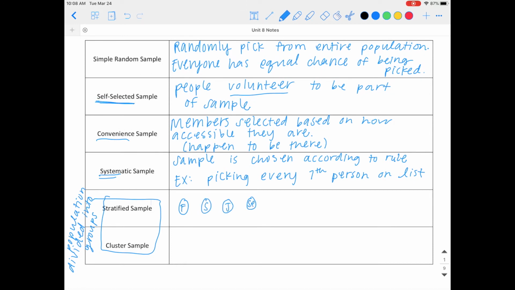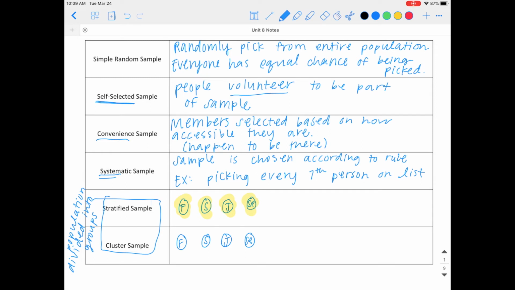Both of these methods of sampling start from the same spot. I have a list of freshmen, a list of sophomores, a list of juniors, and a list of seniors. So here's where the difference comes in. If I'm taking a stratified sample, then I am taking from every single group in my sample. I'm going to pick maybe 20 freshmen, 20 sophomores, 20 juniors, 20 seniors. So I'm picking people from every single group.